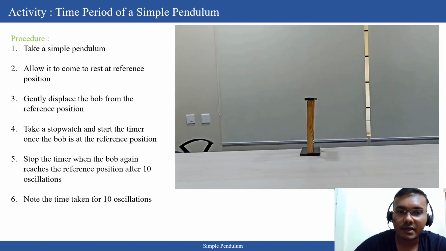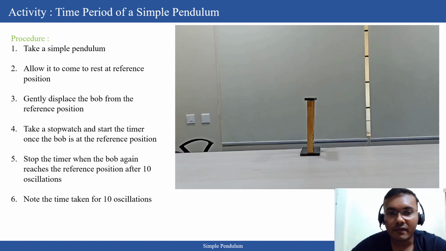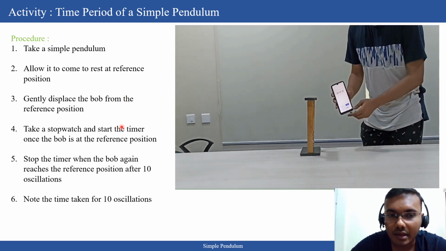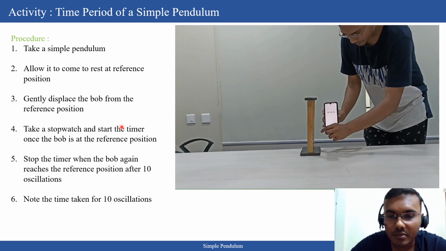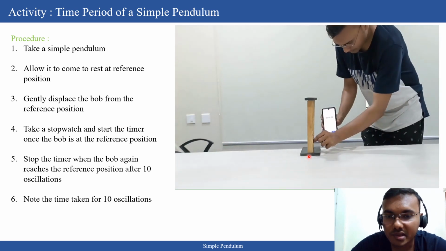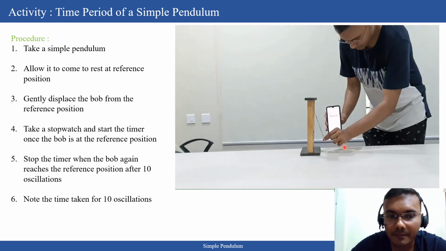So here's the activity which demonstrates the time period of a simple pendulum, and the procedure is to take a simple pendulum and allow it to come to rest at the reference position. So here I've played the video, I will see. And then gently displace the bob from the reference position, as I'm doing here right now, and take a stopwatch which is there in this mobile phone.